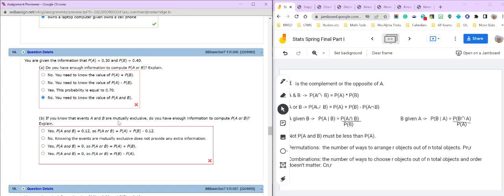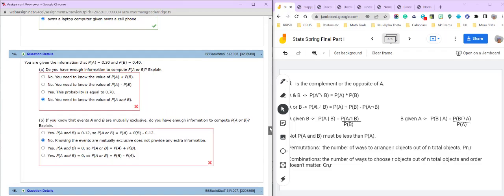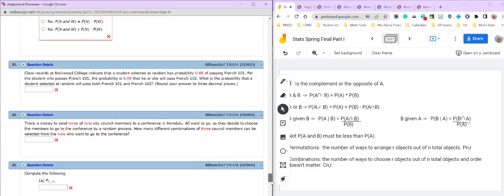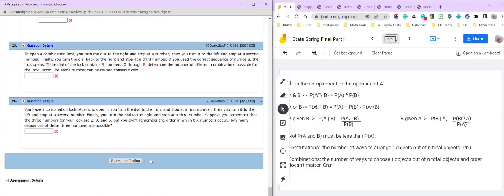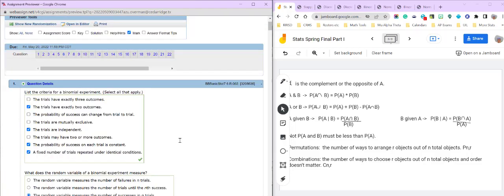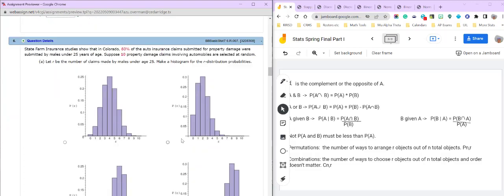If you know that A and B are mutually exclusive, do you have enough information to compute probability of A or B? Actually, I don't. That does not provide any extra information. We needed to know they were independent before I could say that. Let's see, that could be wrong. Let me double check that one. Mrs. Everman's doing a double take on it. Let's go see.